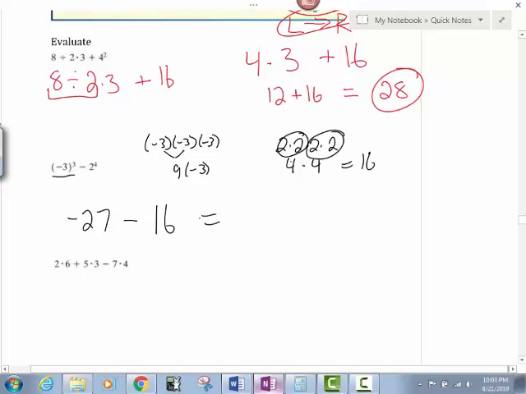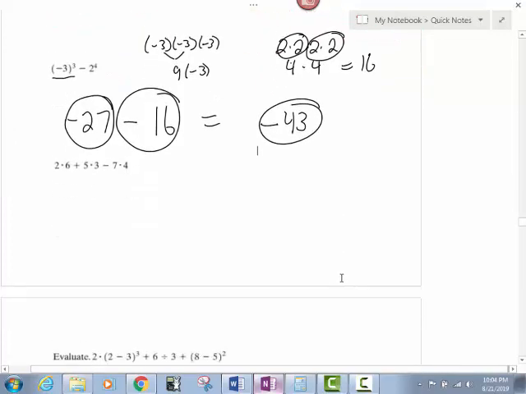Okay. So now, let's think about these two numbers here. We have negative 27 minus 16. Remember we said a positive number is how much money I have, a negative number is how much money I owe. I owe you $27. I borrow another 16. Well, I've already owed you 27 and I borrow 16 more. I now owe you a grand total of $43.